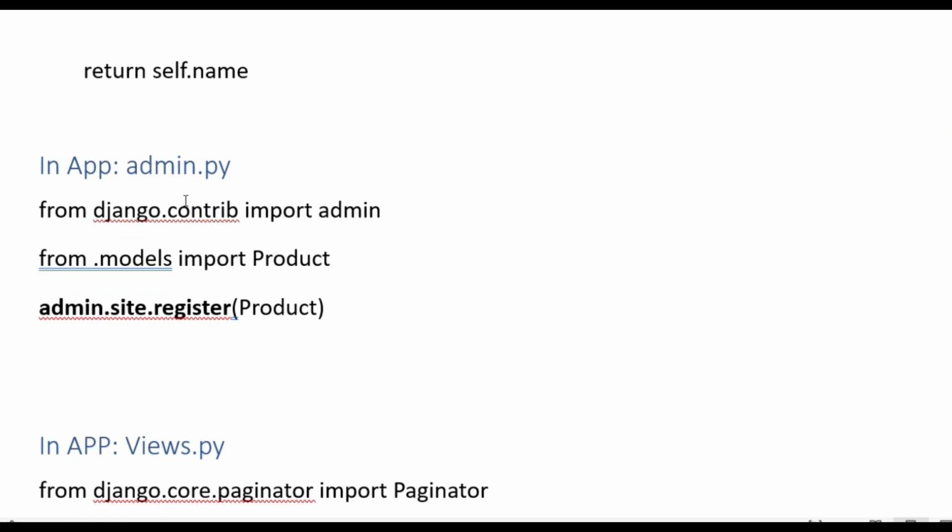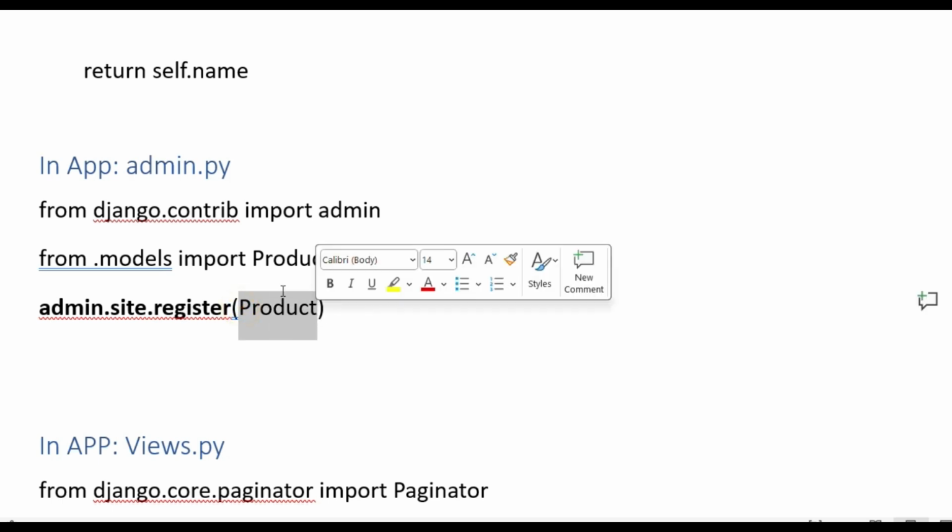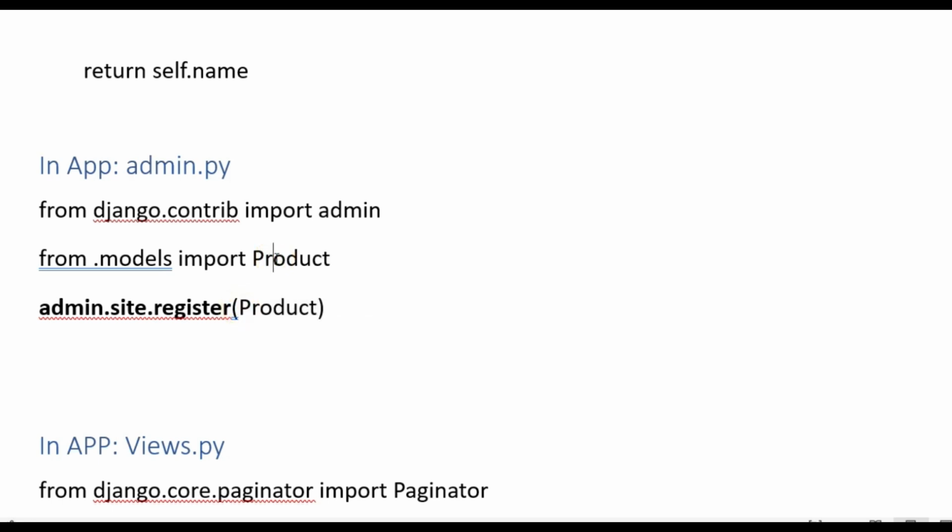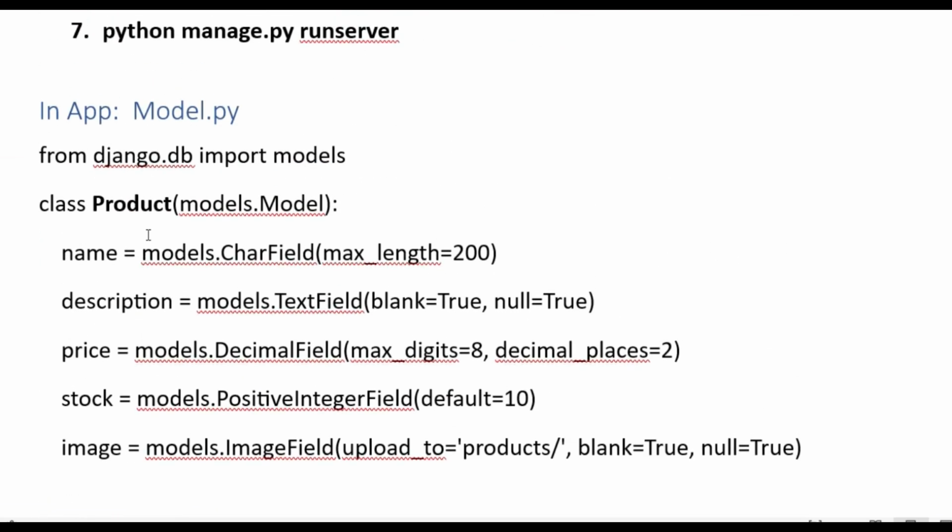Now after you have created the SQL table, we need to inform the application. In admin.py, we need to register: admin.site.register, you have to tell it Product. But where does this Product exist? It comes from .models import Product. Dot models means in the application itself we have models.py.